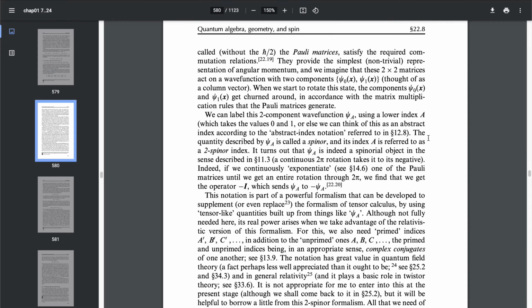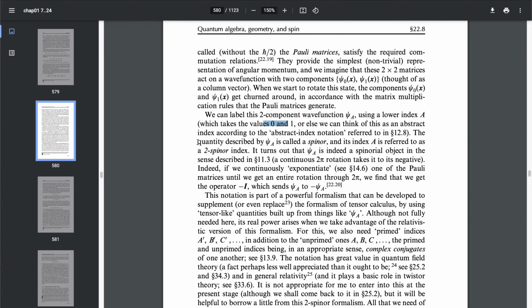Yeah, so they provide the simplest non-trivial representation for the angular momentum, and we can imagine that these 2x2 matrices act on a wave function with two components, psi0 and psi1 here. When we start to rotate this state, the components get turned around in accordance with those matrices, and we can label that two-component wave function as psi a, with a lower index a, which takes values 0 and 1, or else we can think of this as an abstract index according to the abstract index notation.